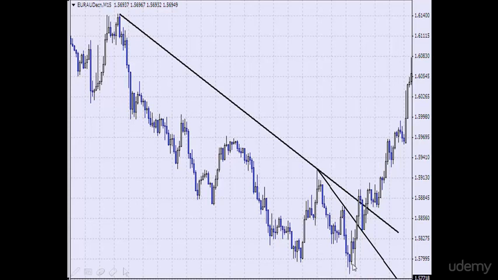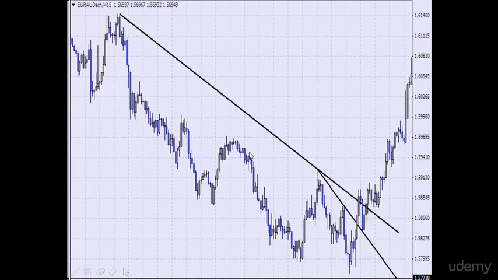Now, if the market had not made a lower low, then the inner trend line would have to be drawn from this A, B, C, D. Okay? However, the market has made a lower low. So now the most recent ABC pattern is this one, A, B, C, D.